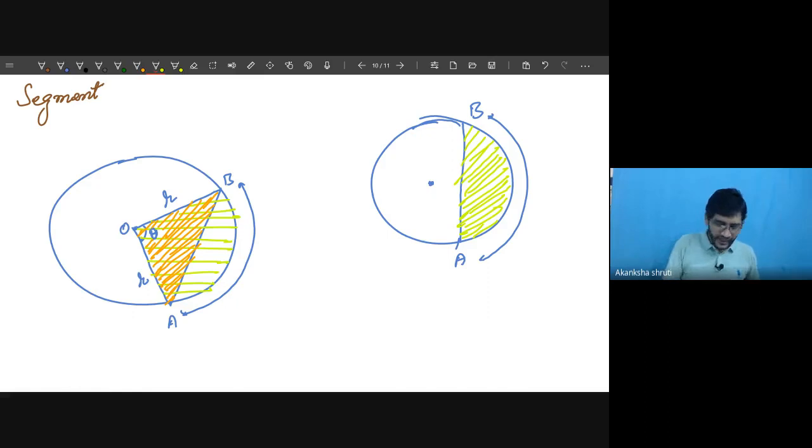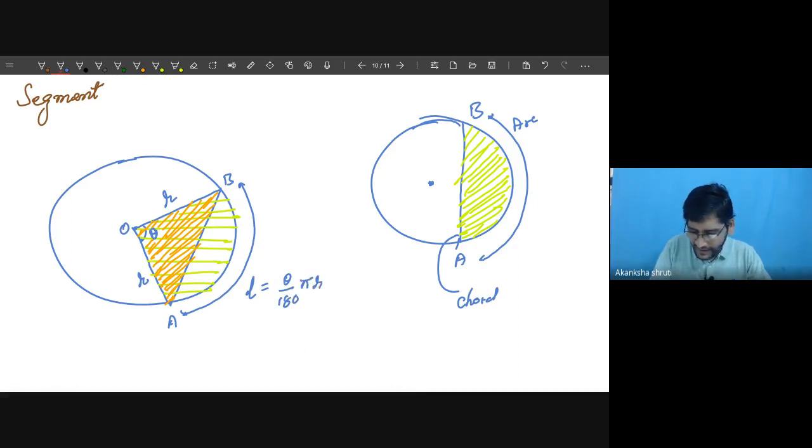Student, for this, how can the arc length be calculated? Considering the angle theta made by even this chord at the center. So this is the chord, and this is the arc. This arc length, you people are habitual of taking the angle theta in degree, then theta by 180 into pi r. It's okay.